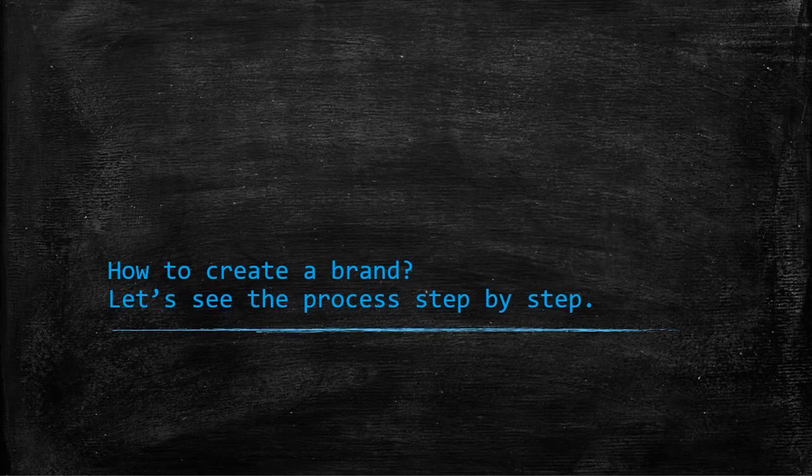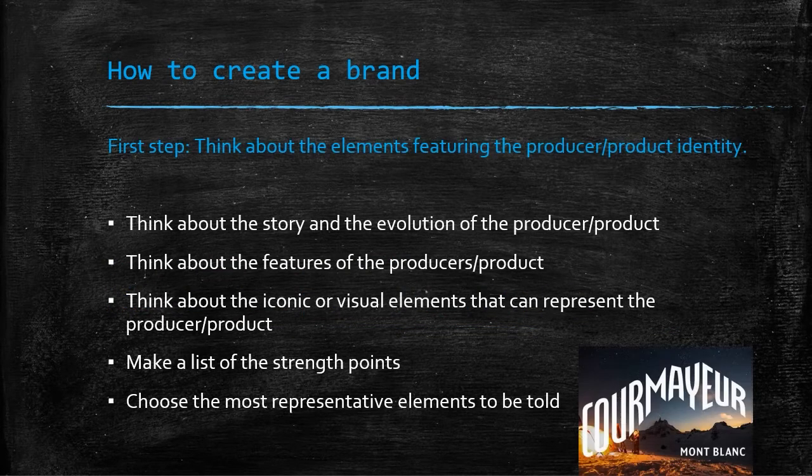How to create a brand? Let's see the process step by step. First step. Think about the elements featuring the producer, product identity. Think about the story and the evolution of the producer, product. Think about the features of the producer, product.